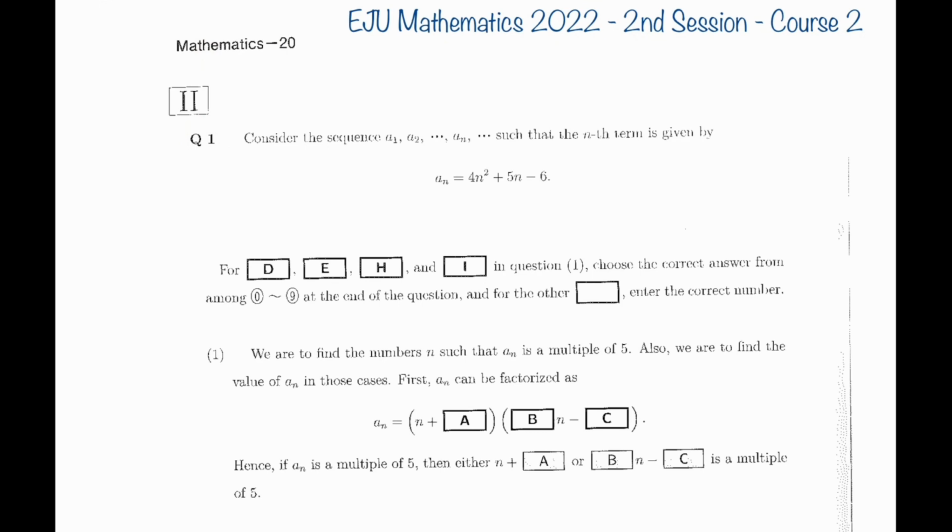In this question, we have a sequence A1, A2, and so on, such that the nth term is given by 4n squared plus 5n minus 6. For D, E, H, and I, in question 1, choose the correct answer from among 0 until 9 at the end of the question, and for the other box, enter the correct number.